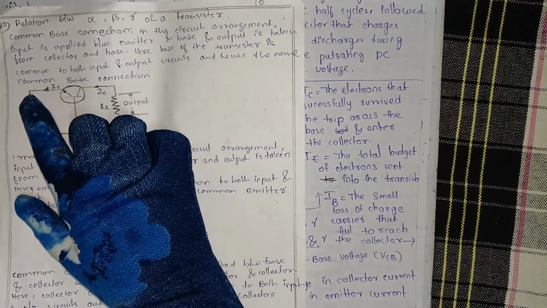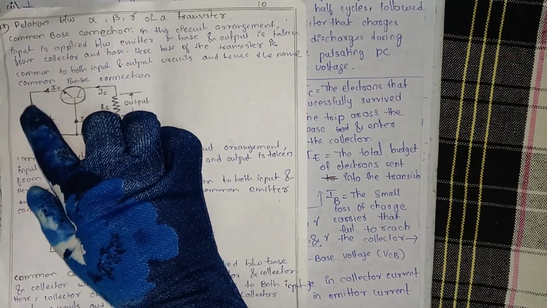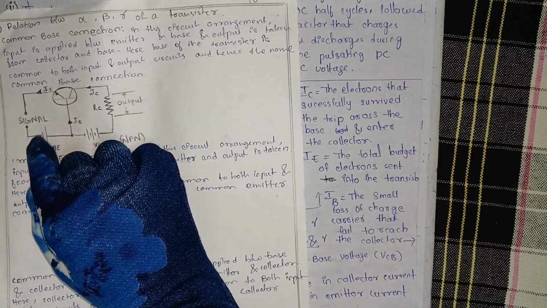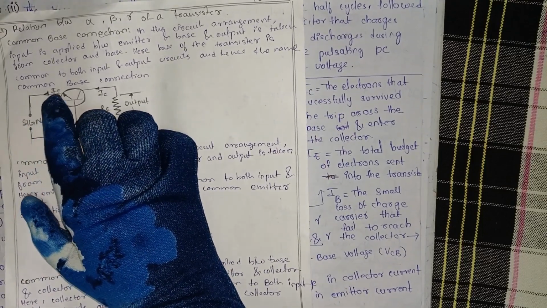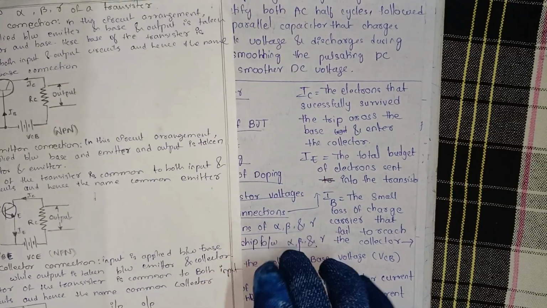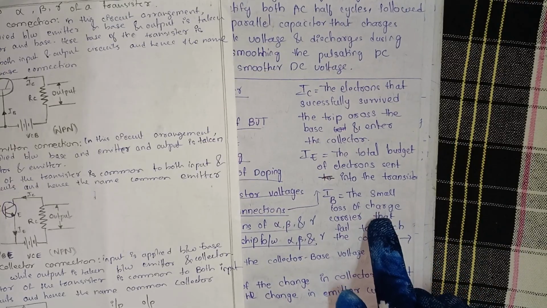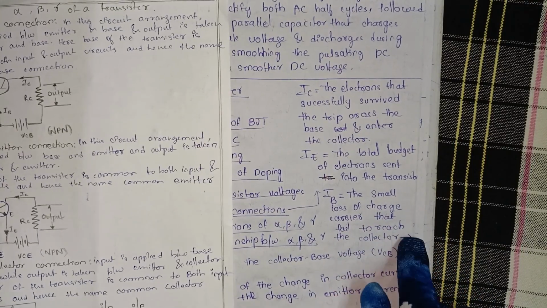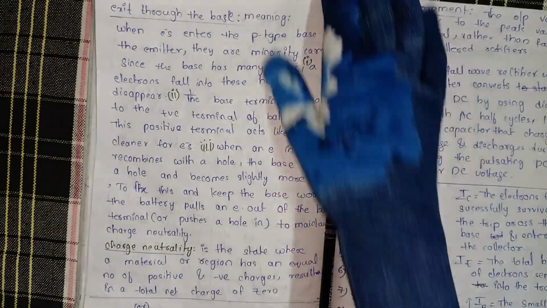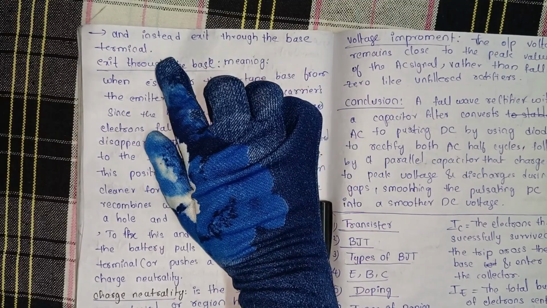So the total budget of the electrons is sent into the transformer. From here it is sent. Then IB means base current, the small loss of charge carriers that fail to reach the collector and instead exit through the base terminal.